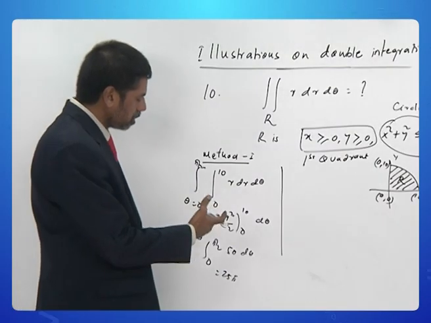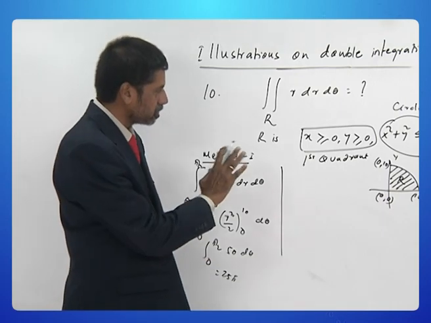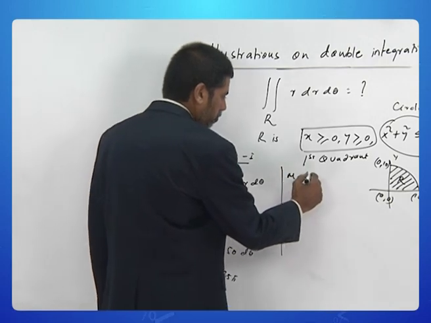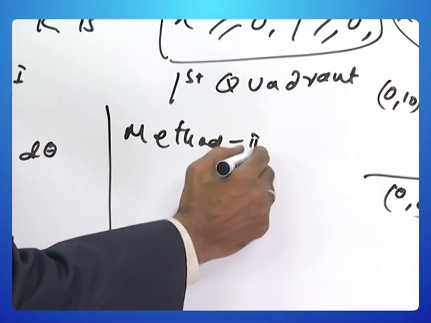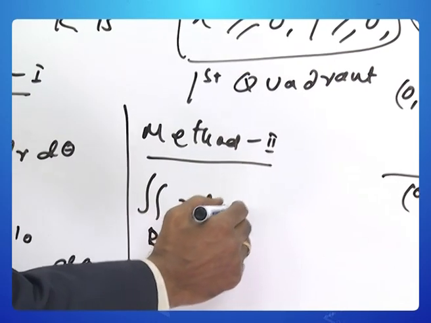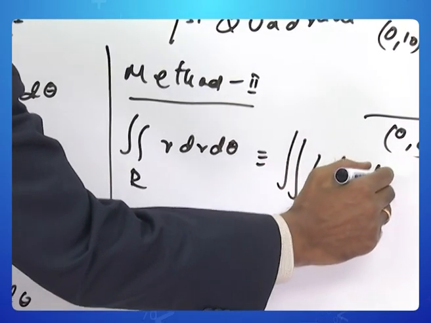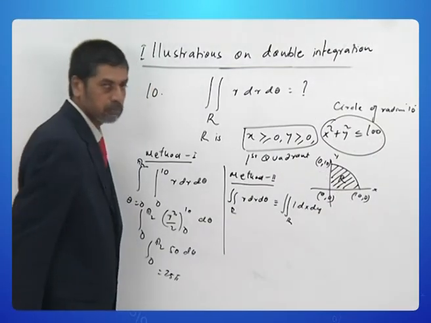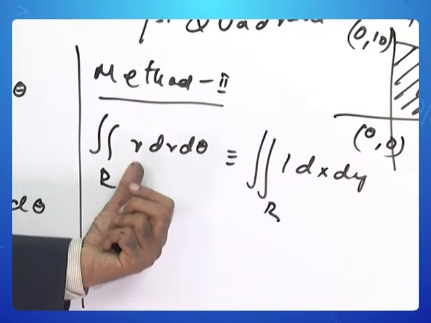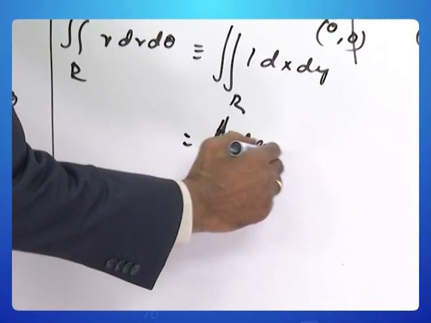So this is if you are not approaching through any concept, you are just looking at the situation and then fixing the limits. Then what is method 2? Method 2 is nothing but double integral r dr d theta is identically equal to double integral 1 dx dy. Because in an earlier example we saw this like this. Now we are seeing this in the reverse direction. But we all know this is nothing but area of R.